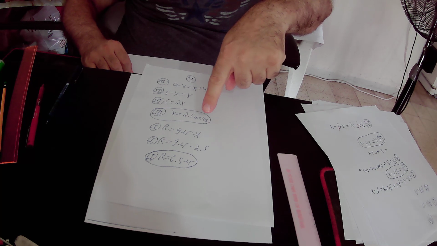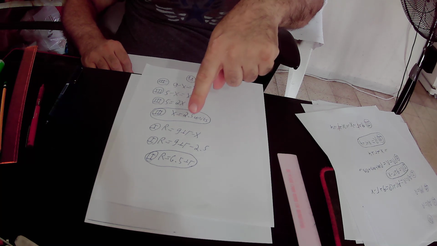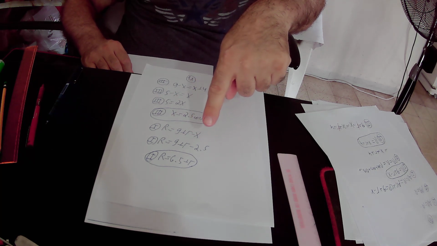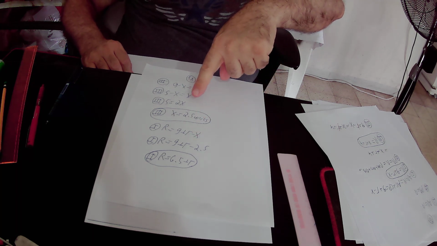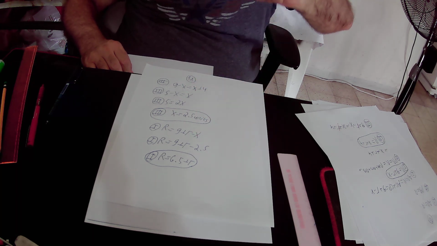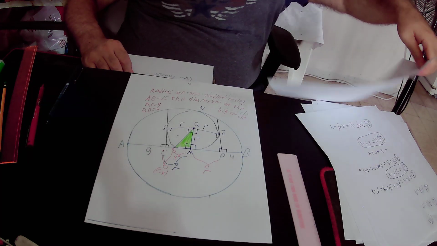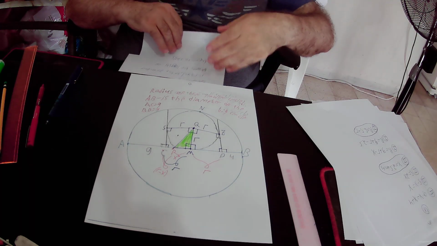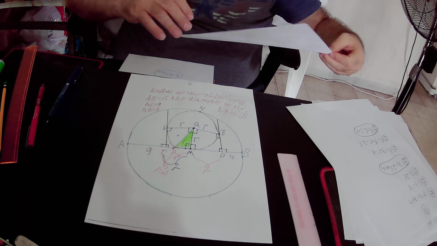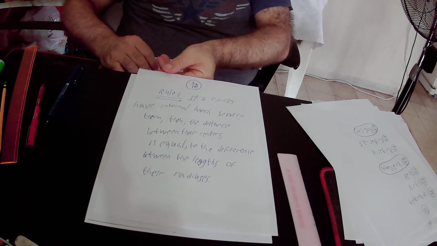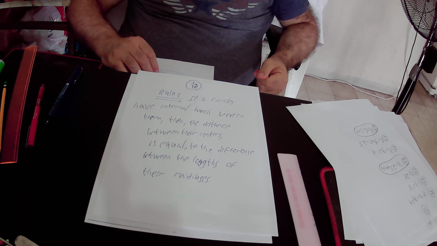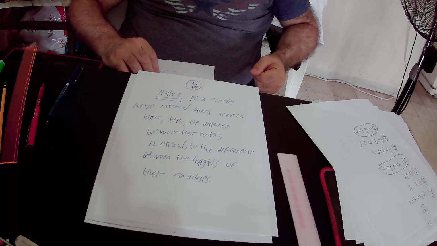We substituted x by 2.5 units, and we got that capital R equals 6.5 plus small r, and we already know that x equals 2.5 units. Then I presented rule number 5, and we implemented rule number 5 in our 2 circles. According to rule number 5, if two circles have internal touching between them, then the distance between their centers is equal to the difference between the lengths of their radiuses.